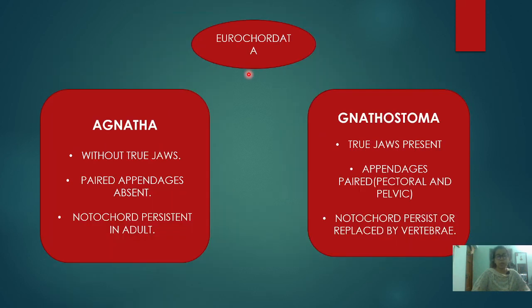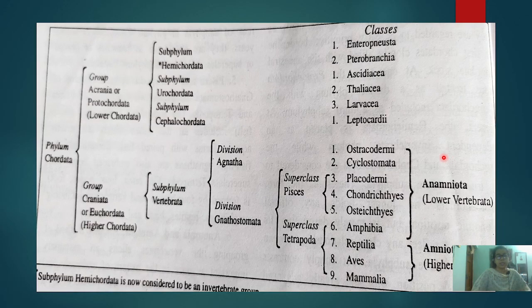In the next part of the video, we will be discussing the Gnathostomata, which are of two types again. In the first part, we will be discussing the Pisces, and in the second part we will be discussing the Tetrapoda, and each part will be discussed in subdivisions. So, this is all about the video.